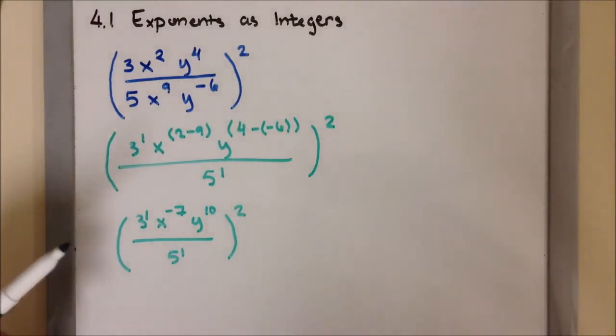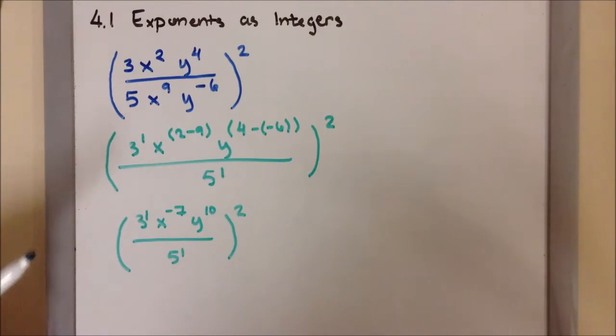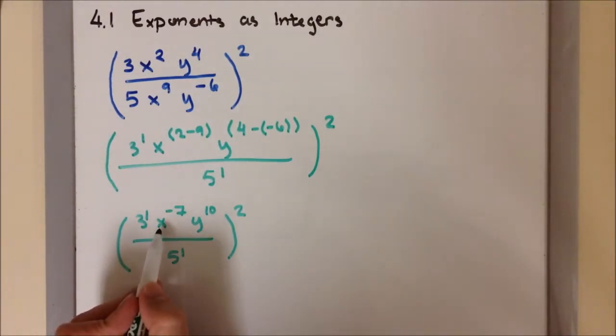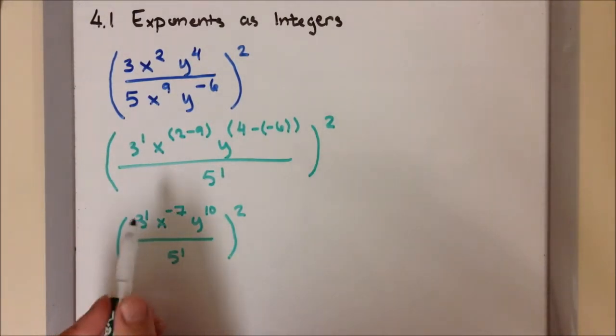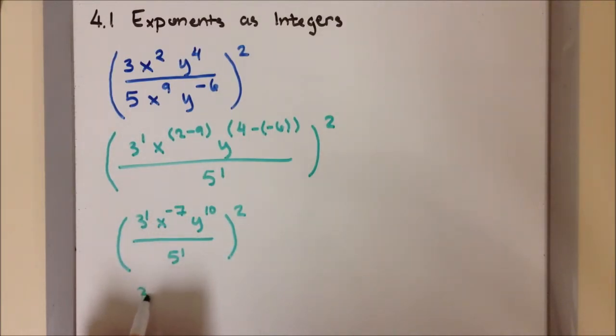So again, we still have to simplify the inside because we want to make sure that the inside has positive exponents. So since x to the -7 is up on the top, to convert it to a positive, we're going to move the x to the opposite side, which is the bottom, and then change it to +7. So it's going to be 3 to the 1 power, y to the 10th in the numerator, and then 5 to the 1 power, and x to the 7th. The whole thing powered by 2.